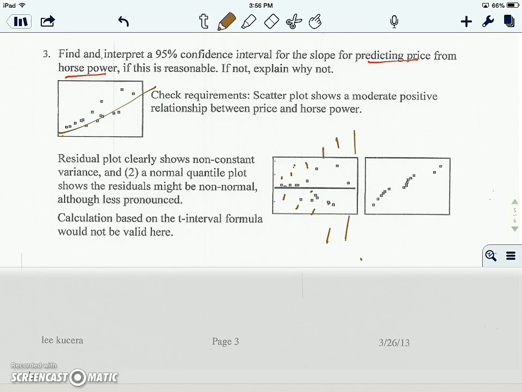And notice that my NPP has a wave to it. So we couldn't actually do what we wanted to do, which would be to find a 95% confidence interval for slope using price and horsepower. See you tomorrow.